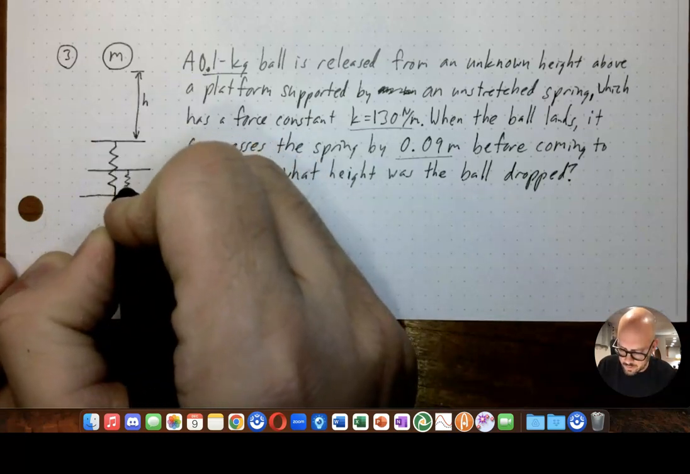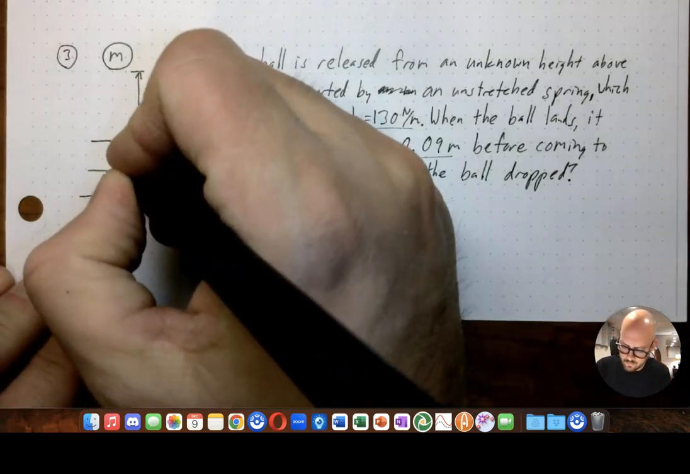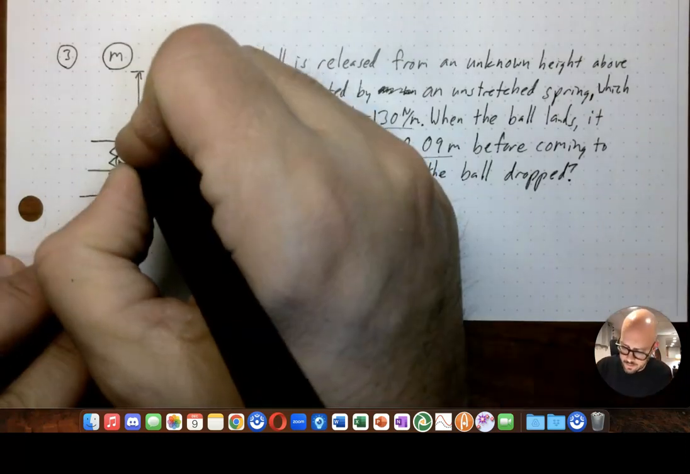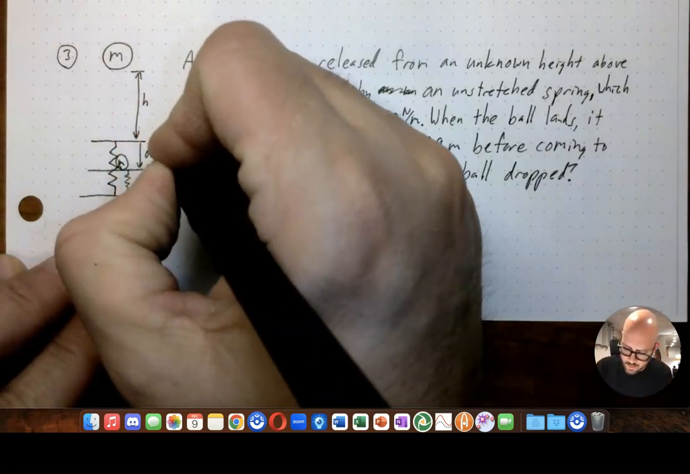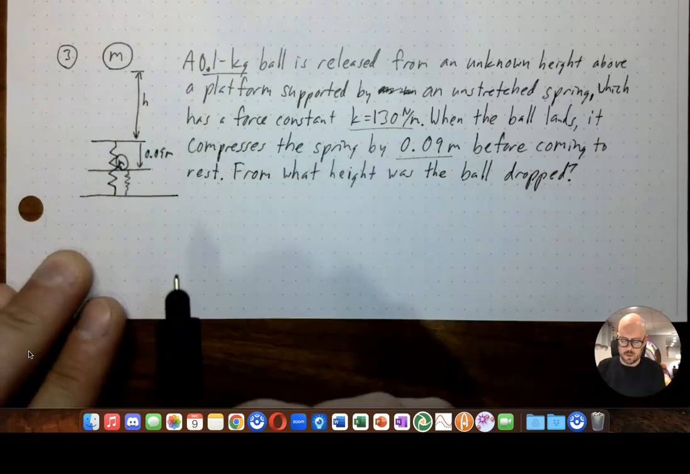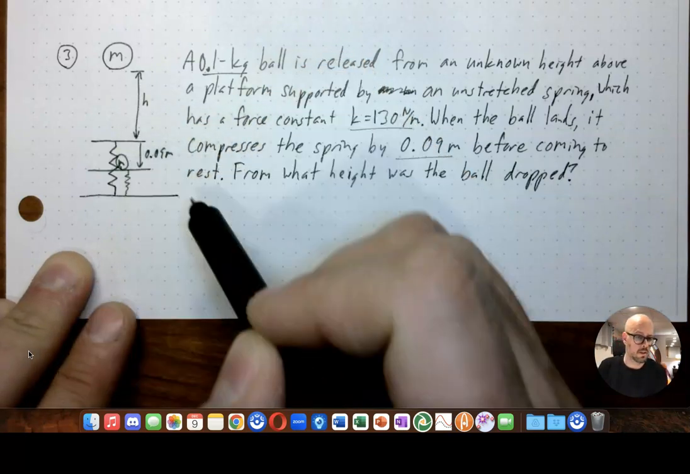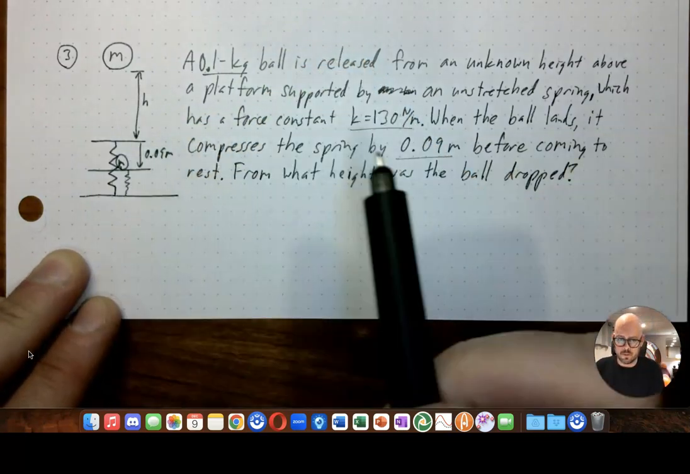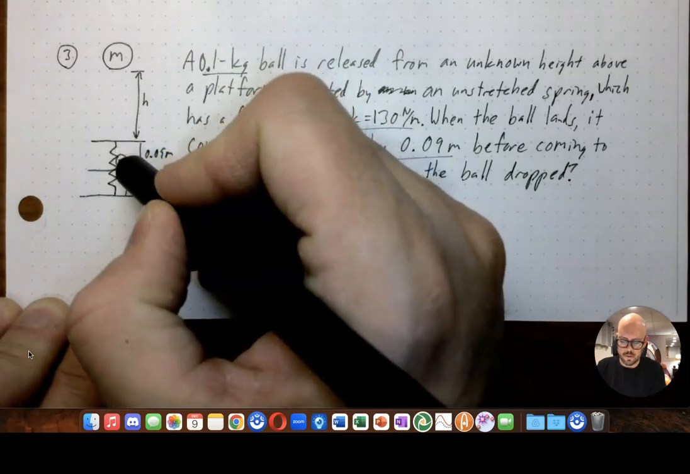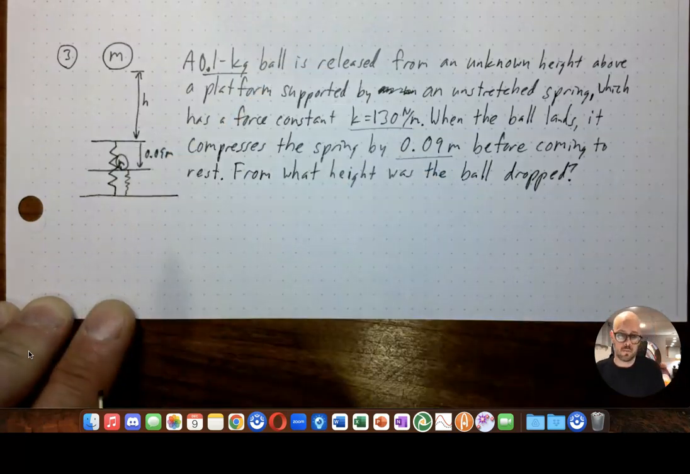I'm going to draw like the compressed spring there. And that's like the final position of the ball. And this distance is 0.09 meters. So the spring is compressed by that many meters below the height it was at. So we're looking for the height that it was dropped at. Now, I clearly have a situation where gravitational potential energy is involved, and what makes this problem difficult is that you have to realize that once the ball starts to compress the platform, gravitational potential energy is still being lost, and so we have to account for that.